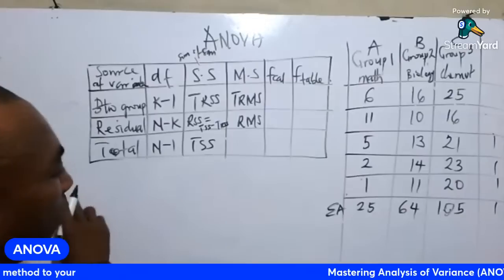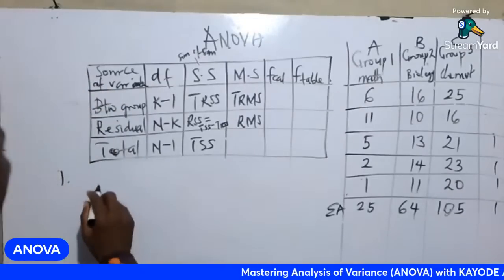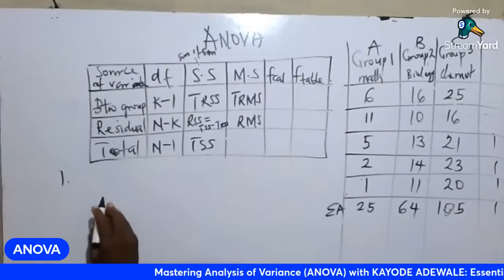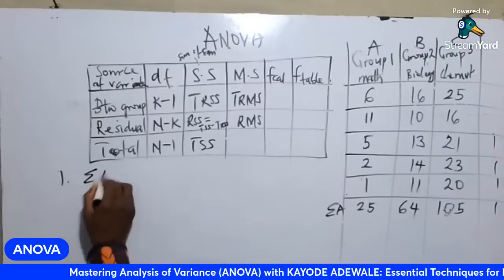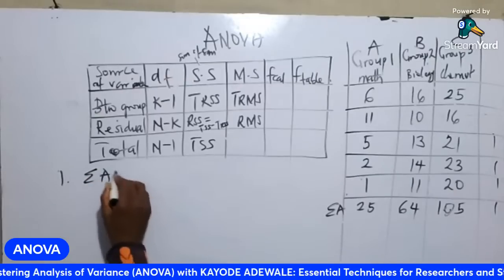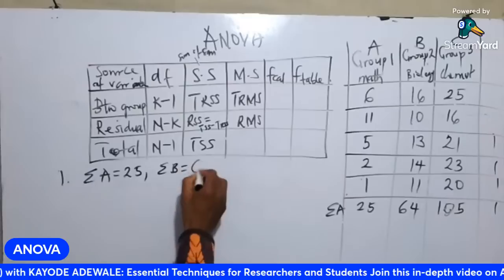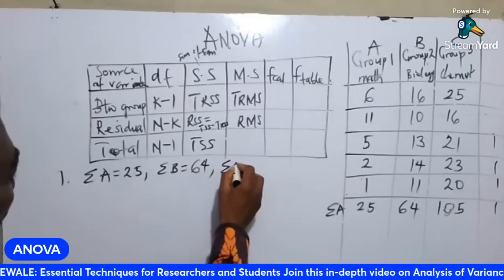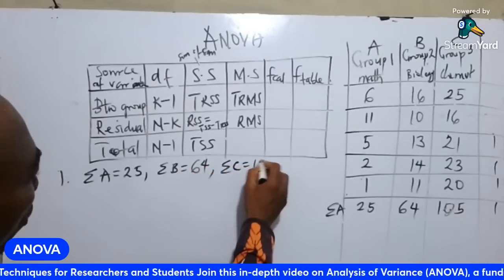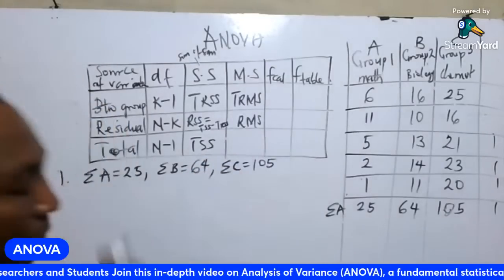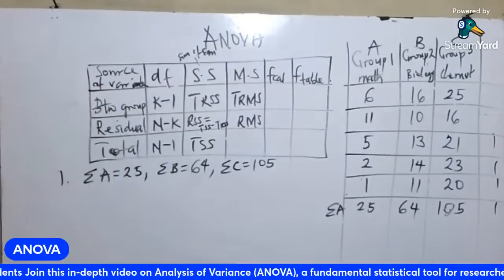So step 1, we are through with step 1, which is talking about the summation of the first group, which equals 25, summation of the second group, which equals 64, and summation of the third group, which is 105. That is step 1. So step 2.